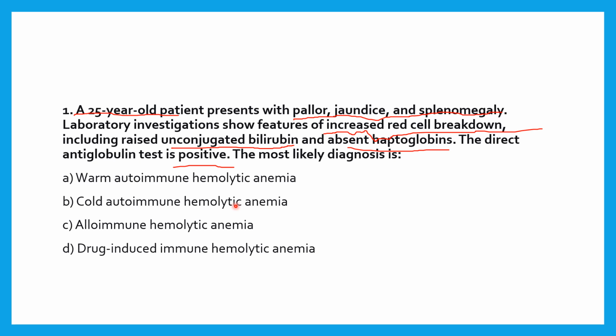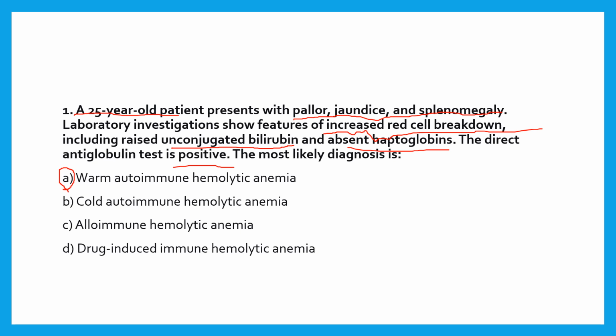And then there is an absence of specific triggers like recent transfusions. We've not had any recent transfusions here, or new drugs. There are no new drugs here, along with the commonality of the presentations, which in this case makes warm autoimmune hemolytic anemia, which is option A, the most likely diagnosis.